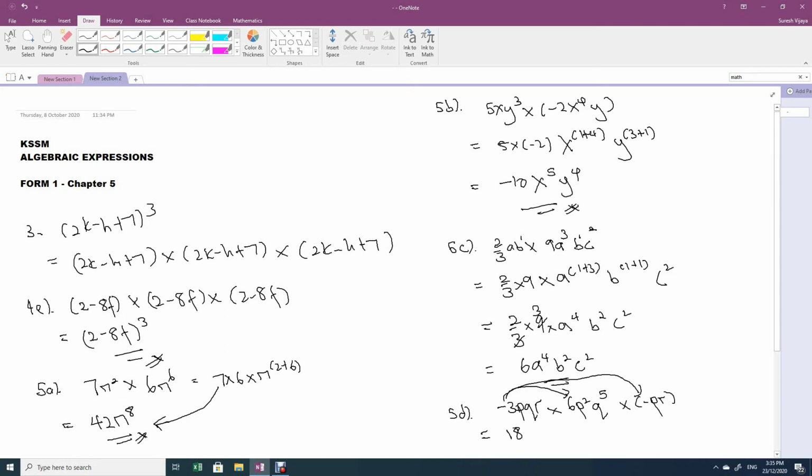Then we have p to the power of 1 plus 2 plus 1, which is 4. So we have q to the power of 1 plus 5, so it's 6. Then r is 1 plus 1, which is 2. Okay, that's question 5d. Let's move to question 5e.